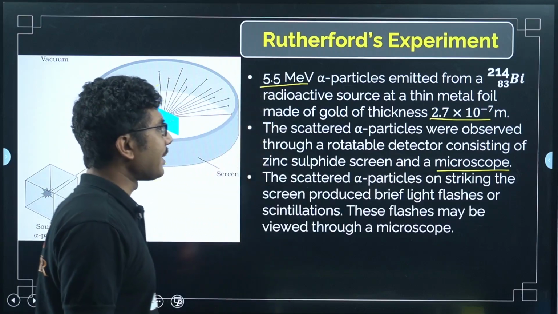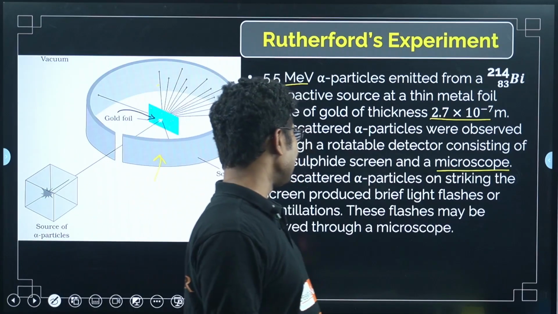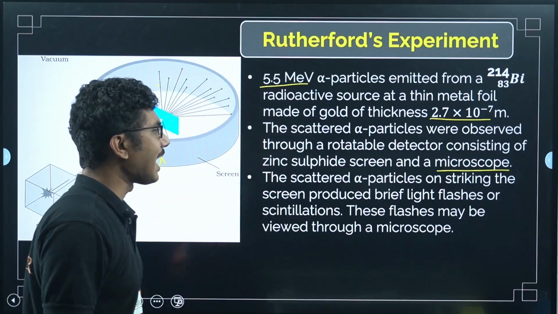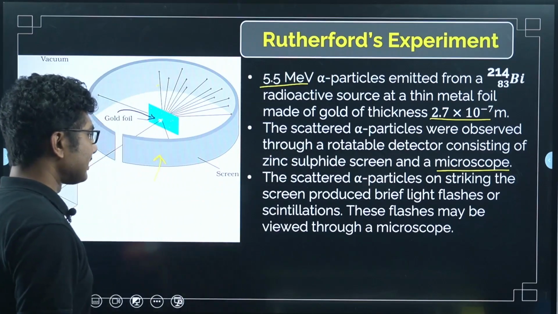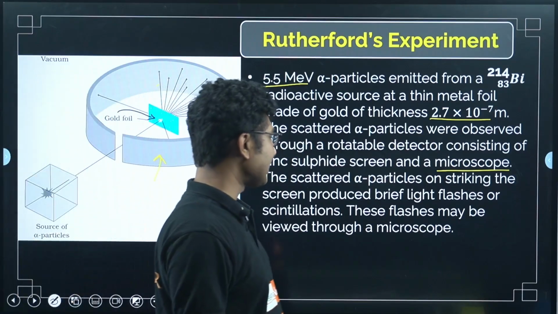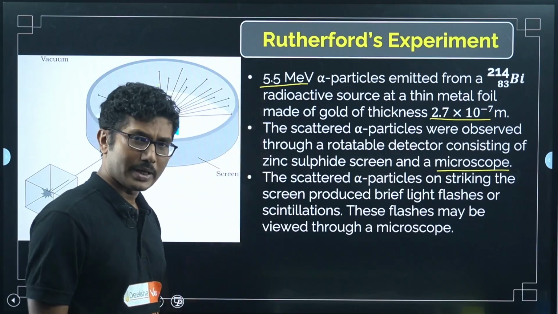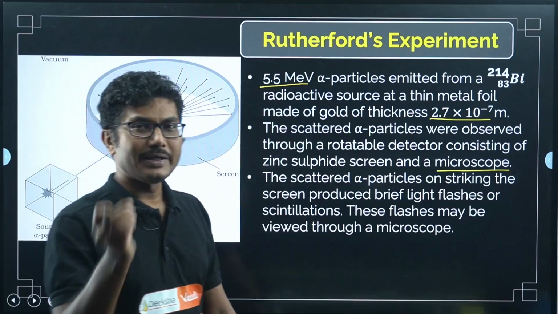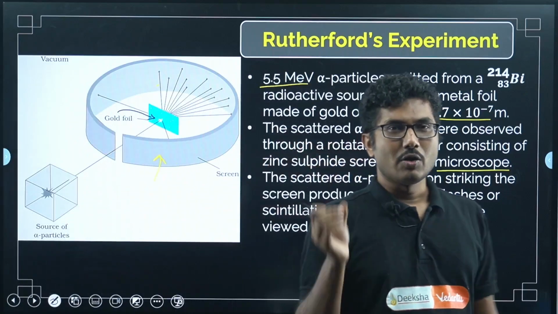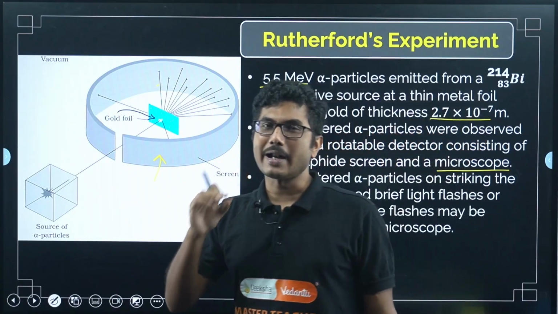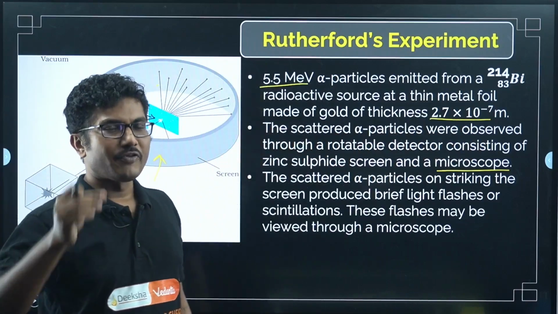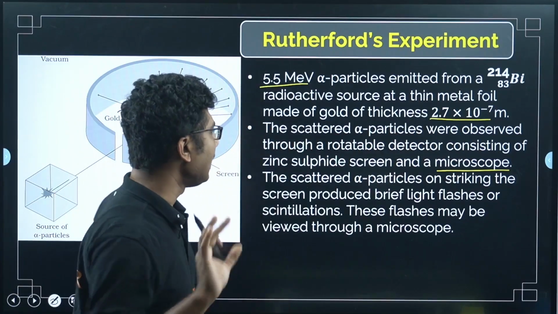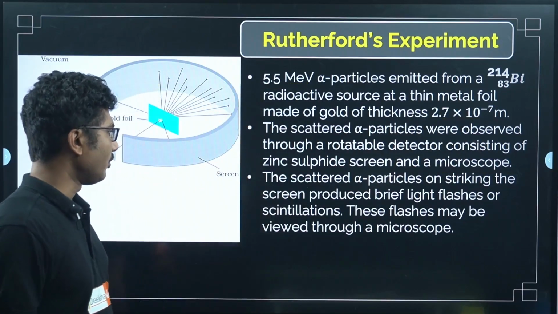The scattered alpha particles, on striking the screen, produce brief flashes of light, or scintillations. These flashes may be viewed through a microscope as well. So when these alpha particles hit the screen, they create small sparks basically, and that spark can be observed via the microscope. That is the simple process of this experiment.